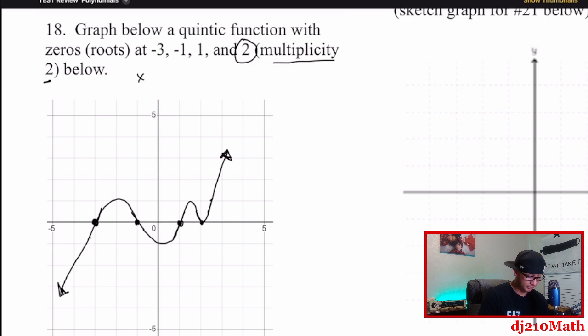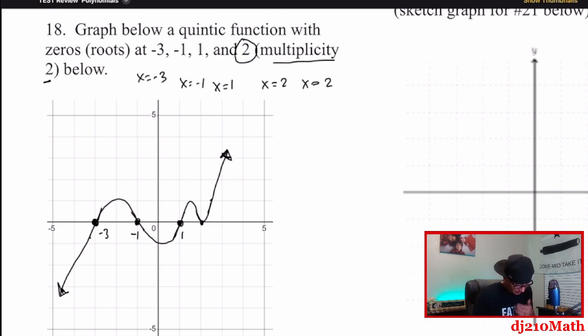right? X equals negative 3, it has to cross. Check. X equals negative 1, it's a root, it crosses. X equals 1, it crosses. At x equals 2, the multiplicity is 2. Multiplicity meaning there's another x equals 2. So at positive 2, this thing is going to bounce off of the x-axis. It's not going to cross. It bounces. Okay. That's 18.